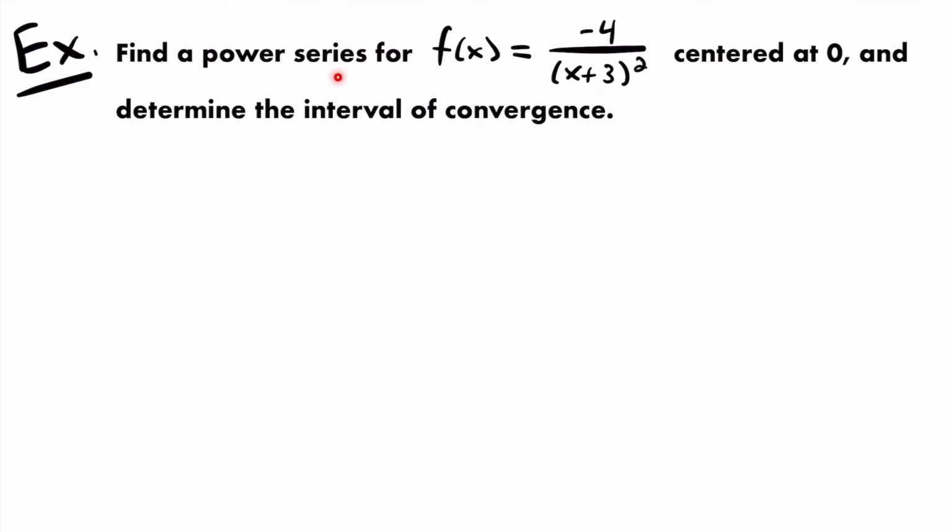We want to find a power series for this function, f of x is equal to -4 divided by x plus 3 quantity squared, and we want that power series to be centered at 0, and we want to determine the interval of convergence for that power series. Okay, now in this case, this function sort of looks like the form of the sum of a geometric series, but not quite, right? What we're looking for is some constant divided by 1 minus a common ratio.